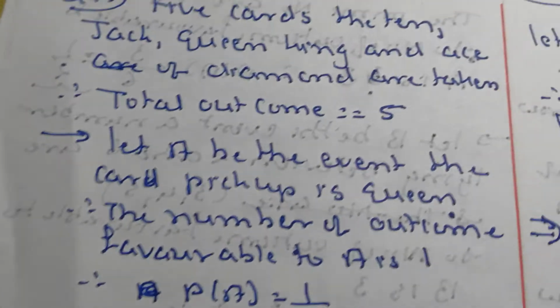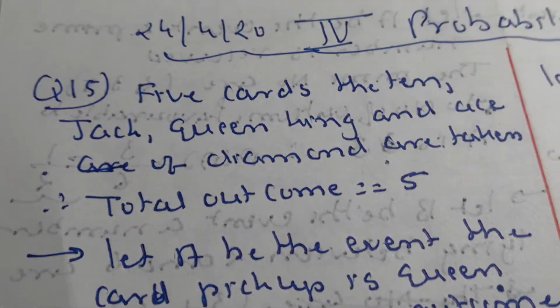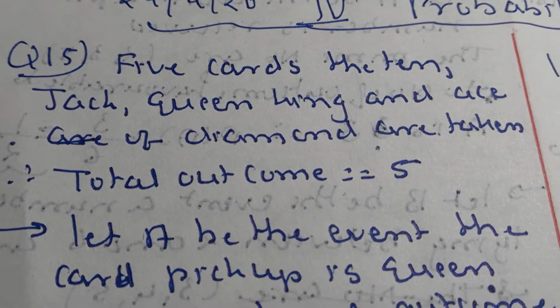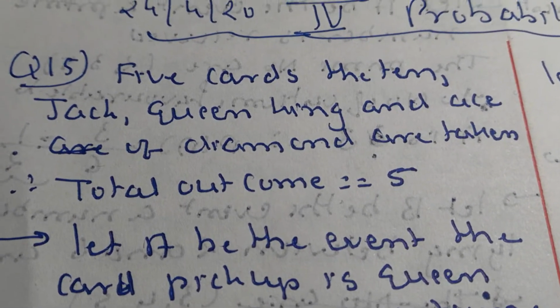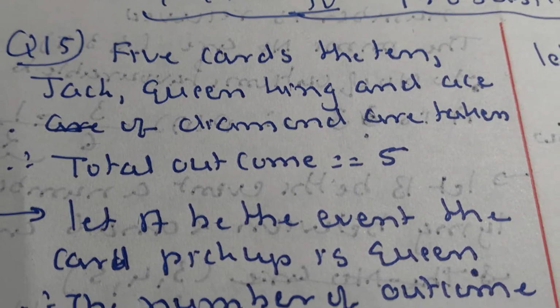Well, friends, let us start with question number 15. In question number 15, there are 5 cards of 10, Jack, Queen, King, and Ace of diamond taken. So the total outcome will be 5.